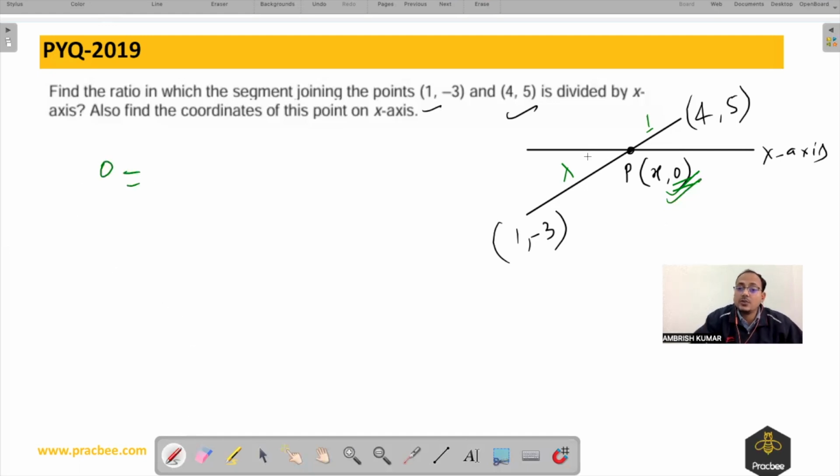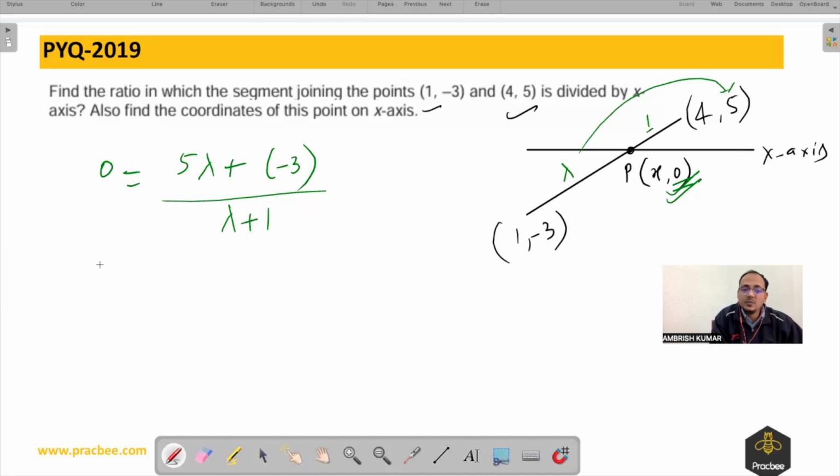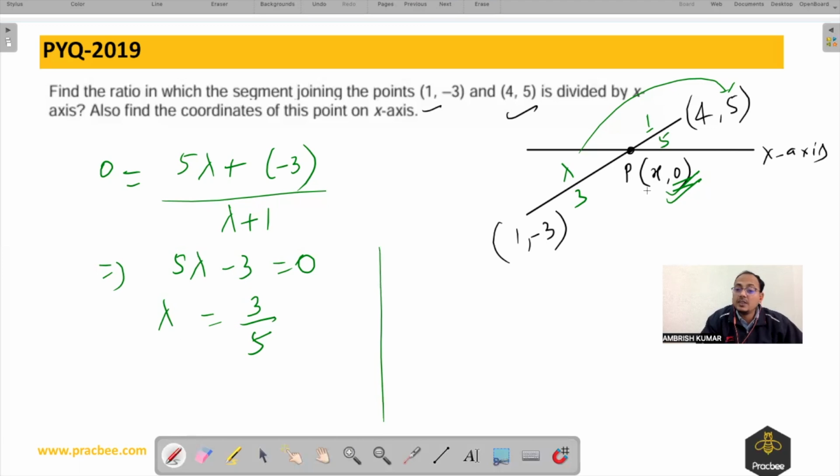So 0 equals lambda times 5, so 5 lambda, plus 1 times negative 3, so negative 3, divided by lambda plus 1. You simplify this, you get 5 lambda minus 3 equals 0. So lambda you are going to get as 3 by 5, means 3 ratio 5. So this is your 3, this is your 5. Now apply the formula for the x coordinate.